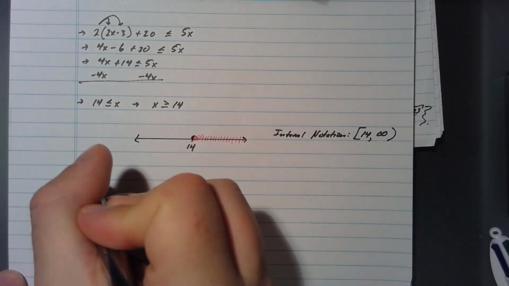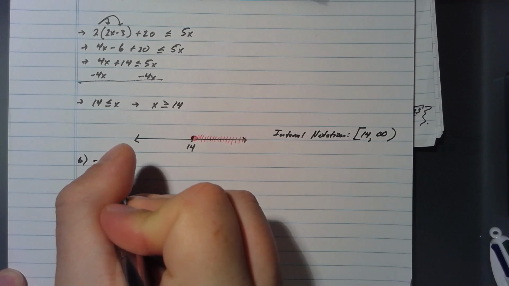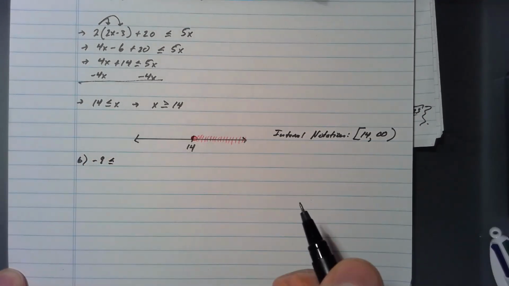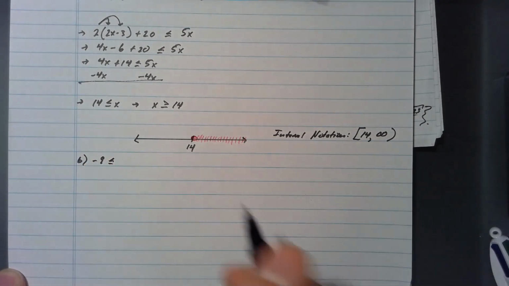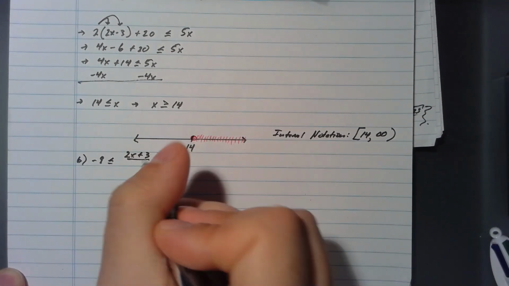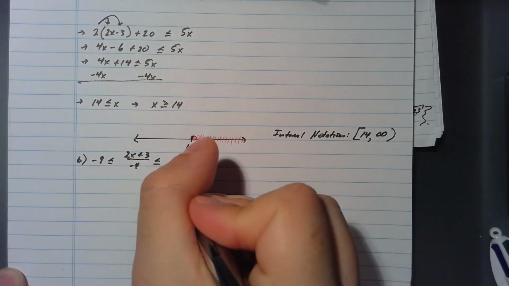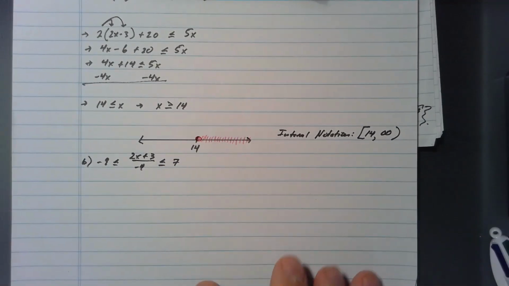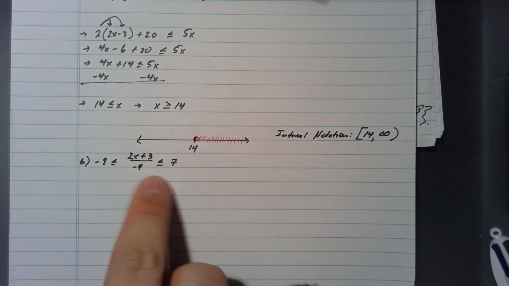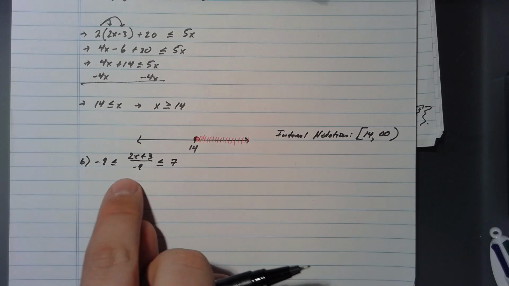I think I could squeeze letter B in here. Let me try it. So I have negative 9 is less than or equal to (2x plus 3) over negative 4, is less than or equal to 7. So this is a compound inequality, or a three-part inequality. So what you do to one side, or one part, you have to do to all three parts.